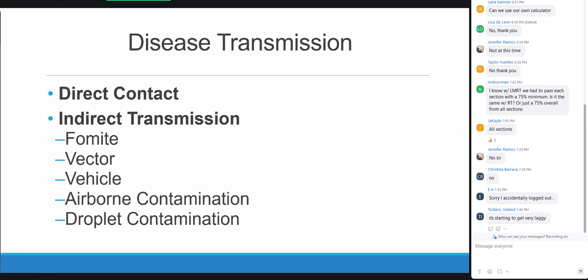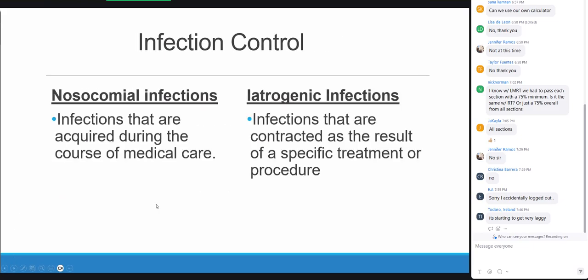Droplet contamination is when the droplets hit surfaces or travel through the air and the disease is attached to the droplet. Nosocomial infections are acquired during the course of medical care. Iatrogenic infections are contracted as a result of a specific treatment or procedure.